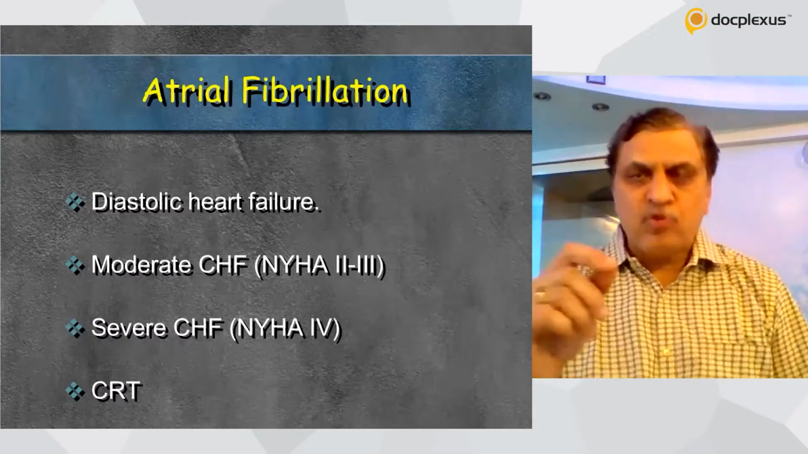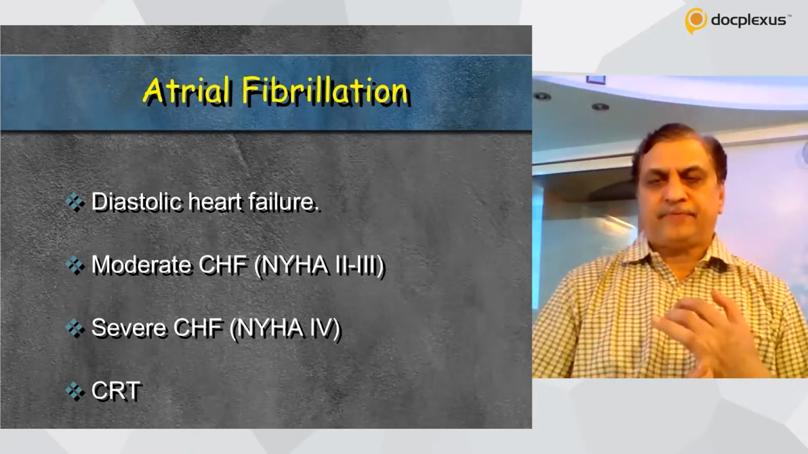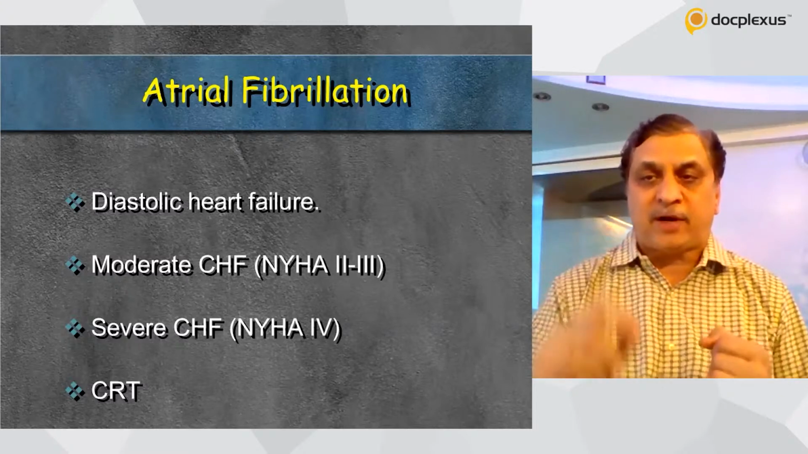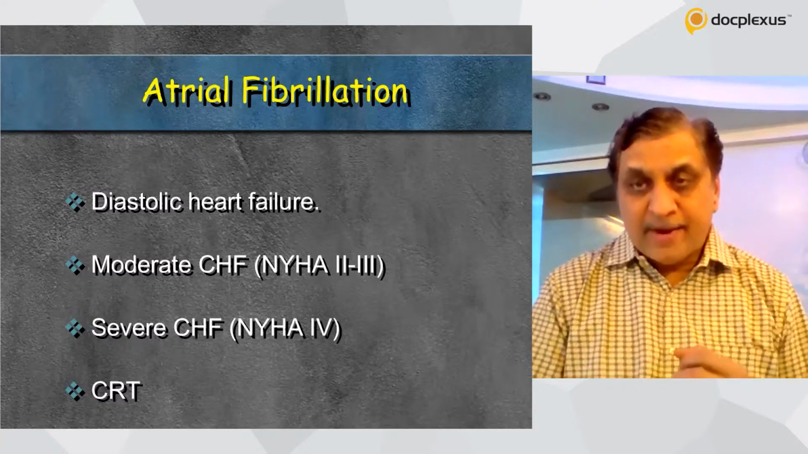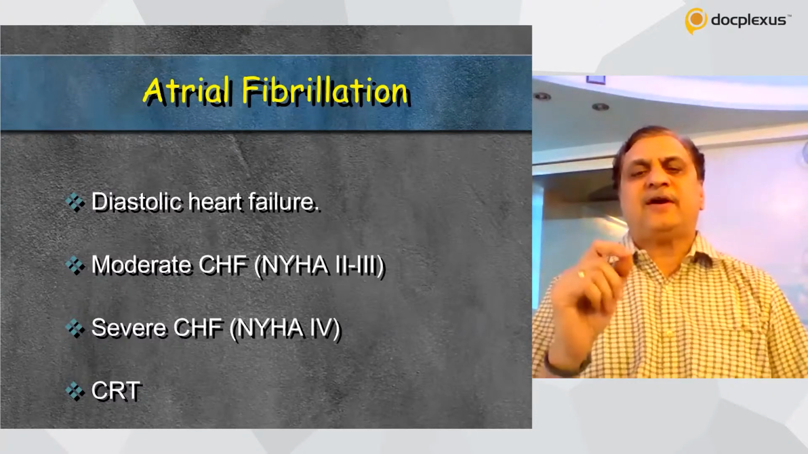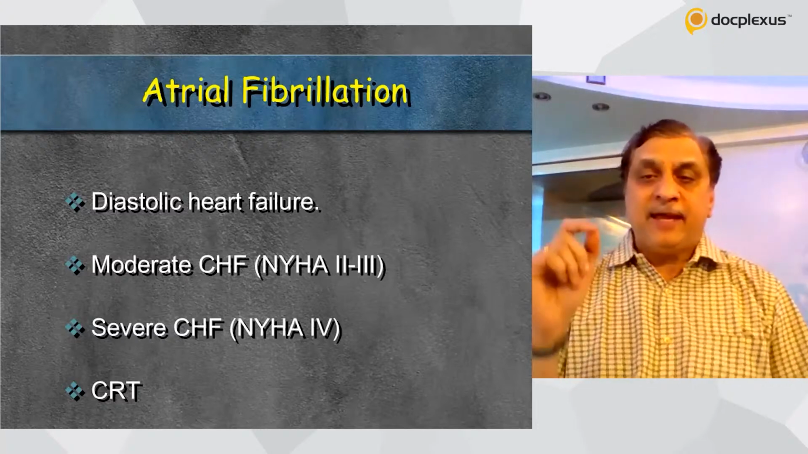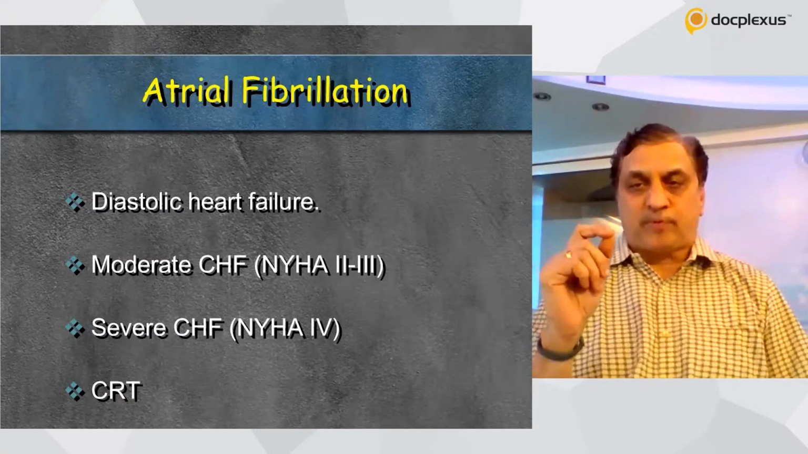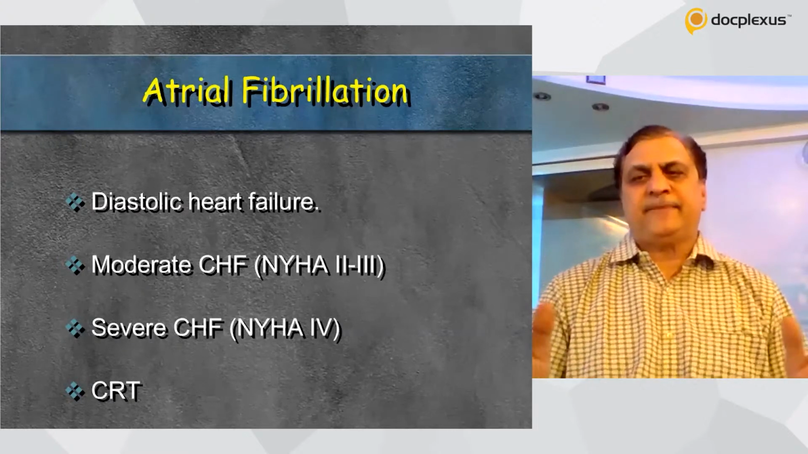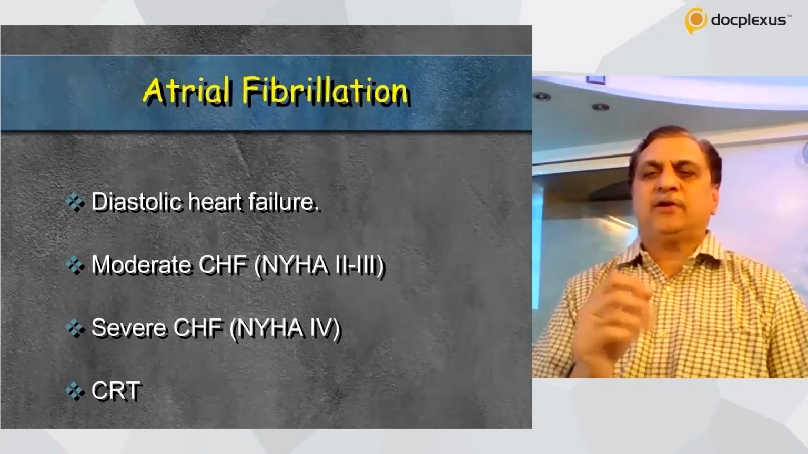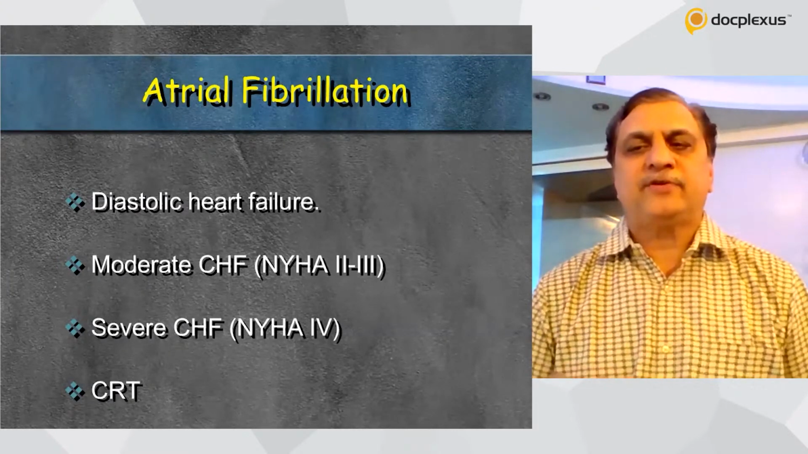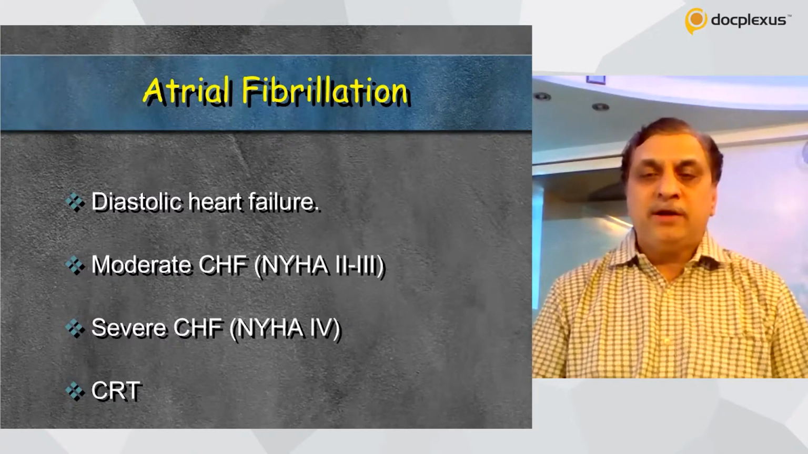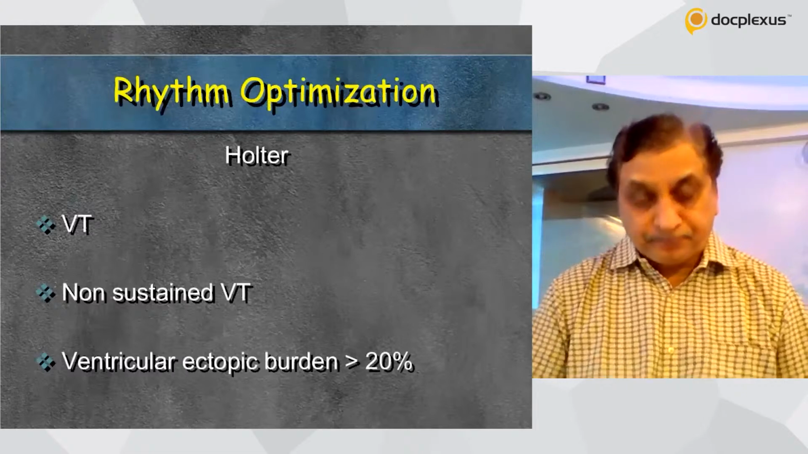The second rhythm you must know in congestive heart failure is atrial fibrillation. Patients with preserved EF with diastolic heart failure, if they develop atrial fibrillation, that is bad. Patients with moderate congestive heart failure, NYHA class 2 to 3, there the atrial kick is important. There, if they develop atrial fibrillation, it has poor prognosis. In the end stage, when the patient is in end-stage heart failure, atrial fibrillation does not make a difference in mortality because by itself, LV ejection fraction will increase their mortality.